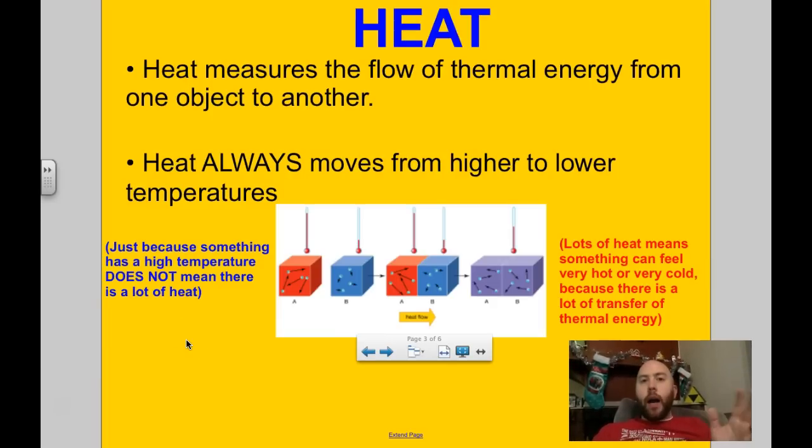So let's say you have one object that's 500 degrees Fahrenheit. You would agree that's a high temperature. Let's say there's another object that's 499 degrees Fahrenheit. If you put them side by side, there's not that much difference in temperature. So there's not that much transfer of thermal energy. Therefore, there's not that much heat. So again, heat is a relative term.